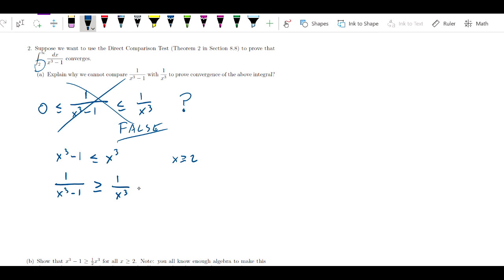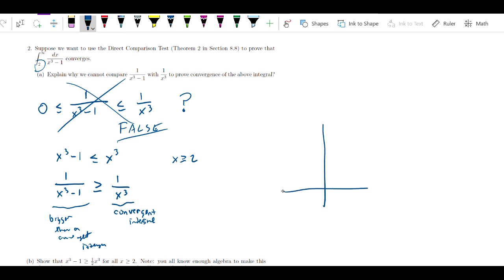So here what we have is this when we integrate it. By the way, I'm not pointing out that 1 over x cubed is a convergent function. The point is that if I integrate 1 over x cubed, the integral is convergent. So that's a convergent integral. And so what we know is that if I integrate this, it's bigger than a convergent integral. So bigger than a convergent integral. So what does that mean?